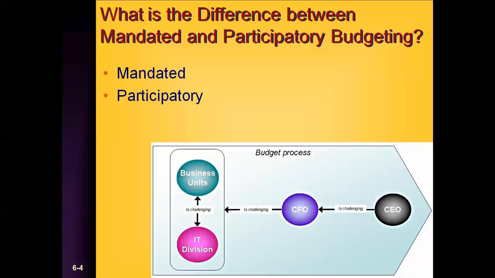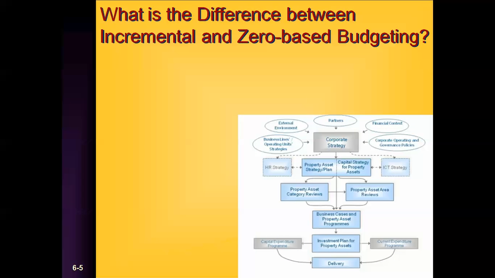Now, with two diametrically opposed approaches, mandated versus participatory, probably the best approach is somewhere in the middle. Because the advantage of the mandated approach is it basically avoids what is called budgetary slacking, where people, if you do it from the bottom up, may give themselves relatively easy goals. On the other hand, the benefit of following a participatory approach is it typically increases motivation if people feel they're part of the process. So it really needs to be a combination of both to make the budgetary process work.